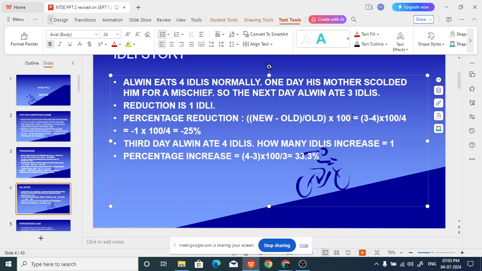Find out on your paper how much you are getting. New minus old divided by old into 100. This formula you should keep in your mind. Maybe in your school they may have new, old.